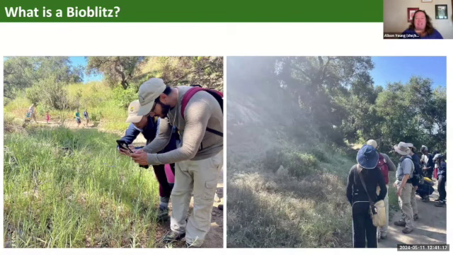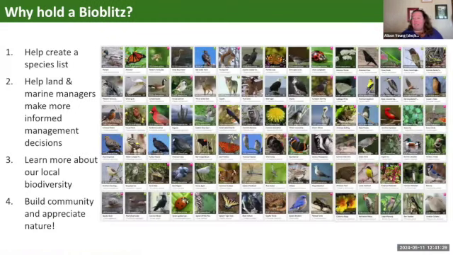So basically a BioBlitz is an event where people come together, usually at one place at one time, and you try to document as many species as you can, all together in that one place. There's lots of different reasons that we hold BioBlitzes. It helps create species lists. A lot of parks don't even have a species list, so this is a nice way to start a species list for a park.